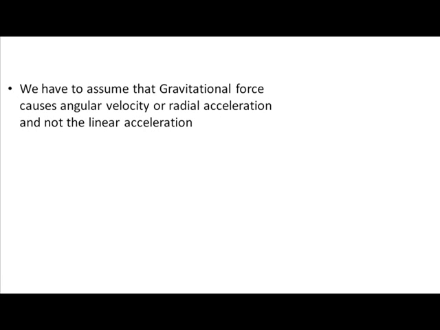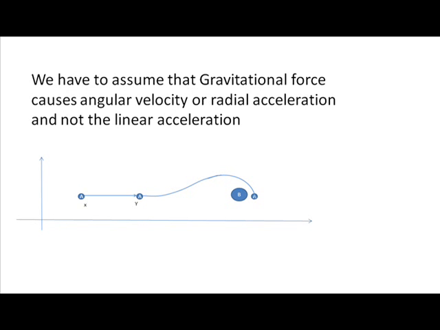This challenge can be eliminated if we assume that the force in Newton's law causes angular velocity or radial acceleration but not linear acceleration. This can explain why all bodies revolve instead of colliding. Because the path of the body curves, planets never collide with their stars or bump into each other. This explains the relation between these two theories.